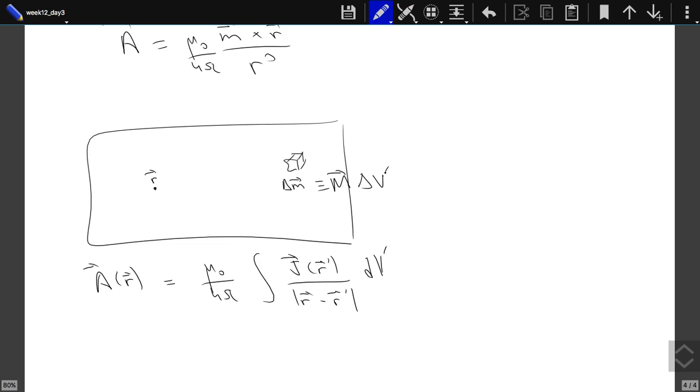So the contribution due to that magnetic dipole moment will be mu 0 over 4 pi m at the point r prime cross r minus r prime divided by r minus r prime cubed dv prime. Of course, I have to sum the contributions of all of them, which is nothing but my integral.